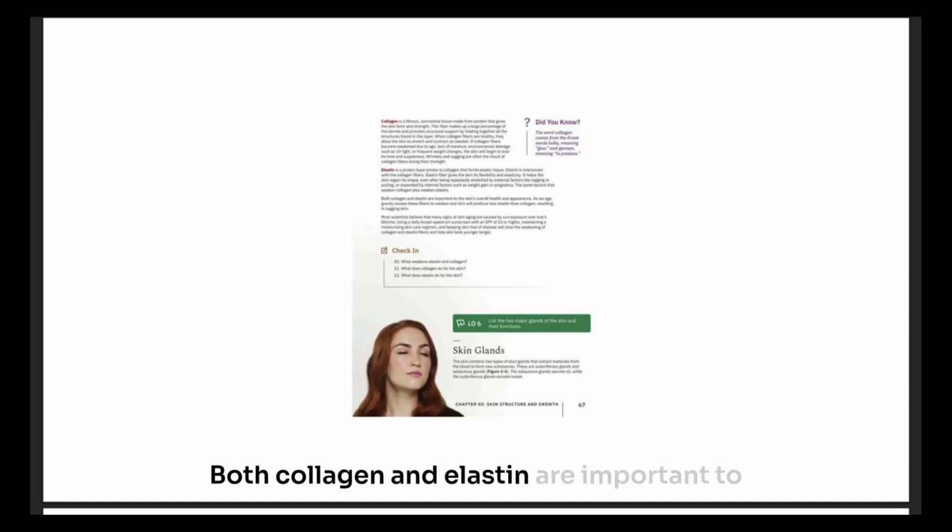Both collagen and elastin are important to the skin's overall health and appearance. As we age, gravity causes these fibers to weaken and skin will produce less elastin and collagen, resulting in sagging skin. Most scientists believe that many signs of skin aging are caused by sun exposure over one's lifetime. Using a daily broad spectrum sunscreen with an SPF of 15 or higher, maintaining a moisturizing skin care regimen, and keeping skin free of disease will slow the weakening of collagen and elastin fibers and help skin look younger longer.